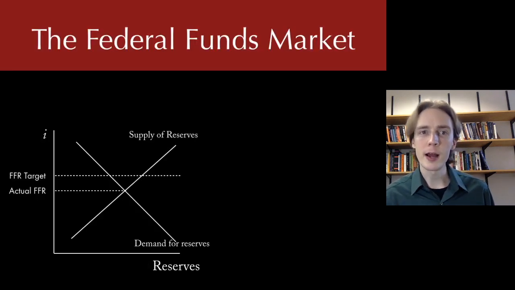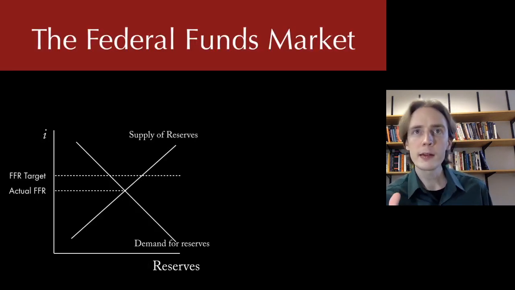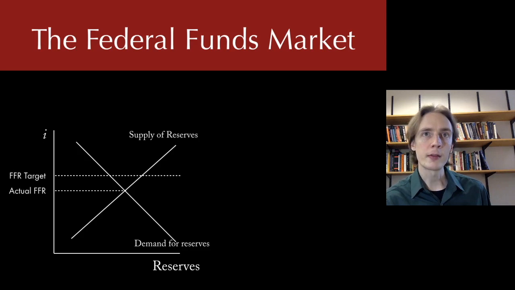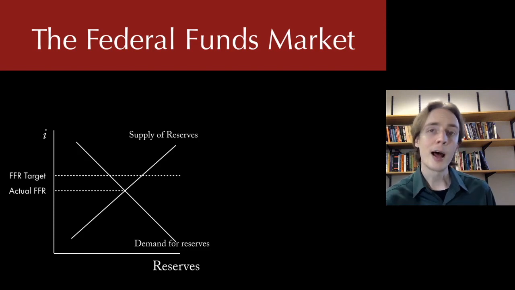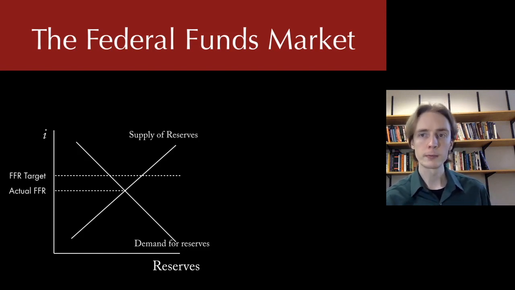Let me show you this in a diagram here. This is the supply and demand of bank reserves. The demand for reserves slopes down because the higher the interest rate, the less you're going to want to borrow. And the supply of reserves slopes up because the higher the interest rate, the more willing you're going to be to lend out those reserves.